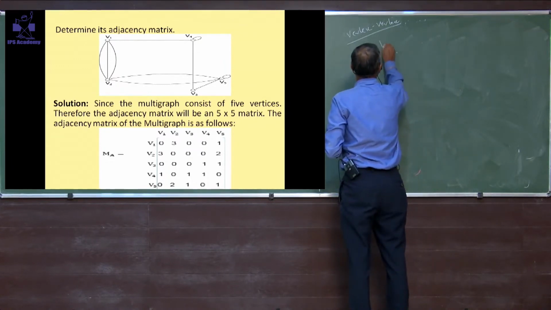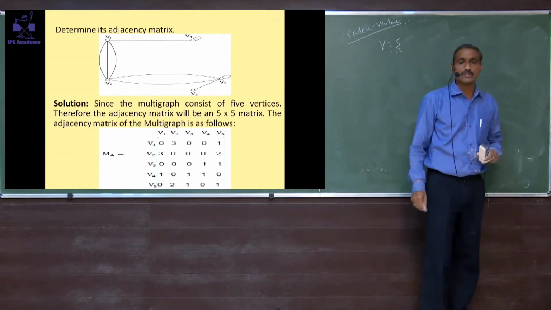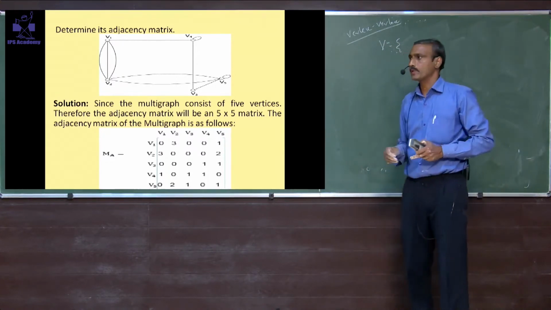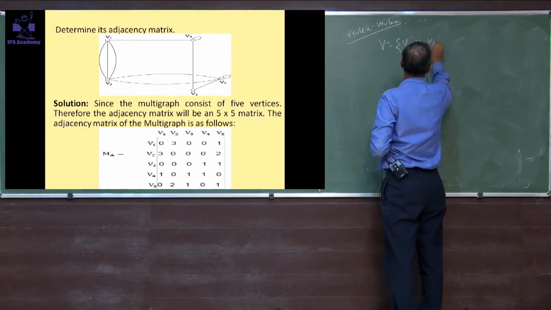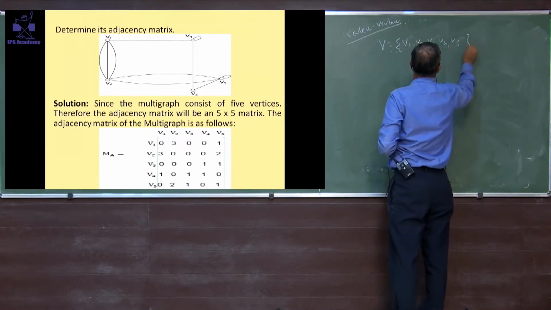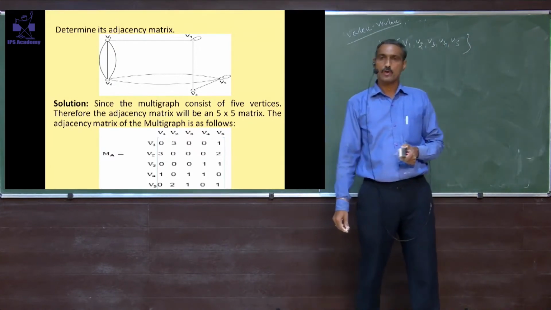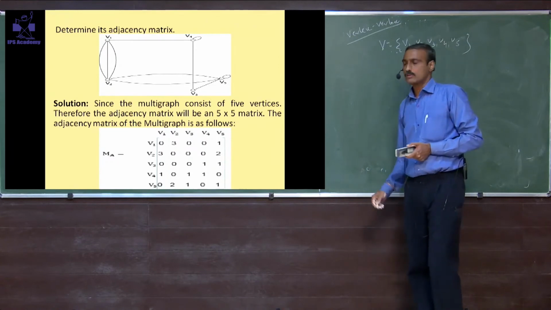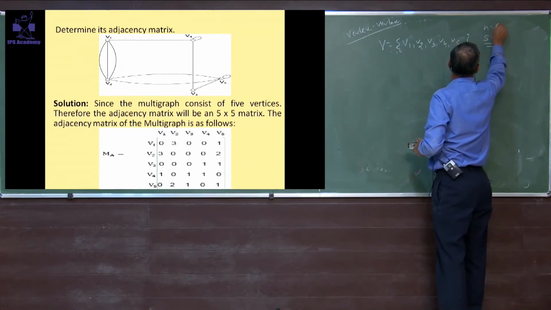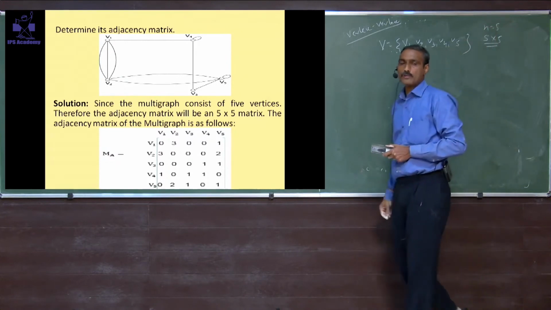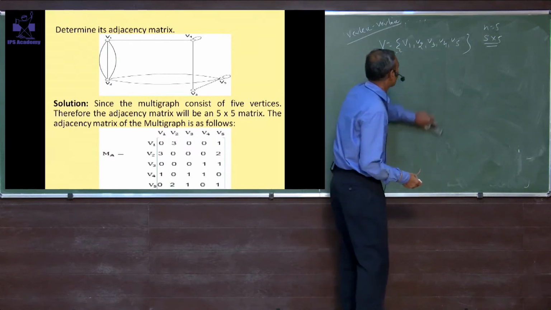First we see the vertex set. How many vertices are there? V1, V2, V3, V4, V5. There are 5 vertices here. Row represents the vertices and column represents the vertices. The order of the matrix will be 5 by 5, because here n equals 5. And then what will be the adjacency matrix for this one?